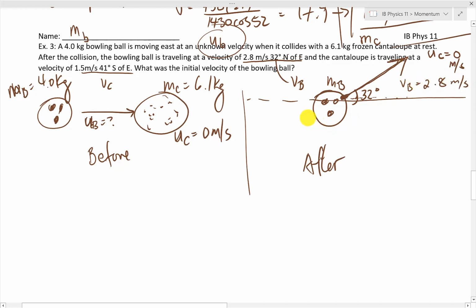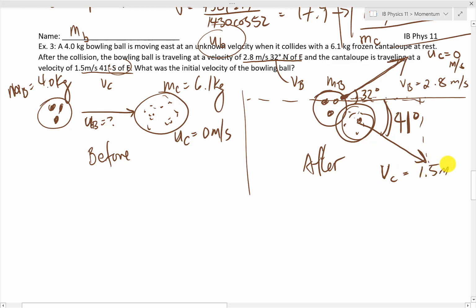Now for the cantaloupe, it is going to go off into some sort of southeast quadrant, somewhere in this direction. And the 41 degrees is south of east, right here. Because these two directions are flipped, we go east and then south. So starting from the starting point, I go east, and then I go south. So this angle here is 41 degrees. And that's how we decipher the angle. The final velocity of the cantaloupe is 1.5 meters per second.